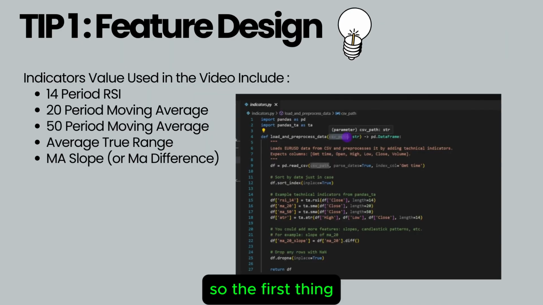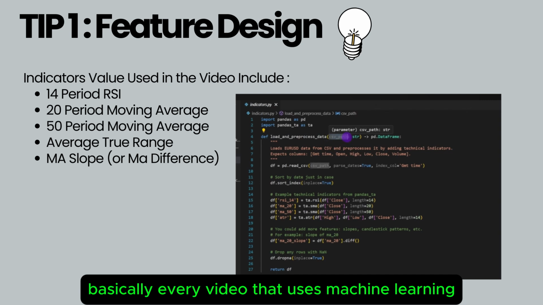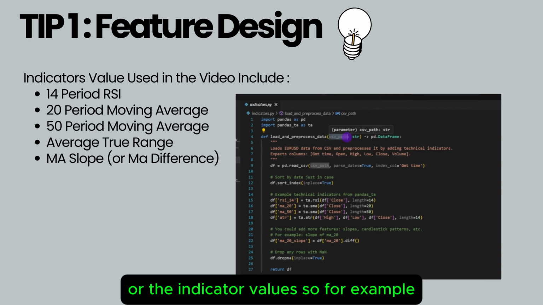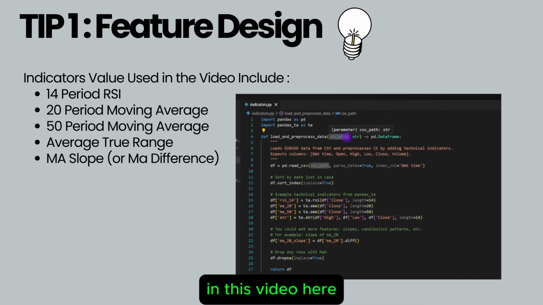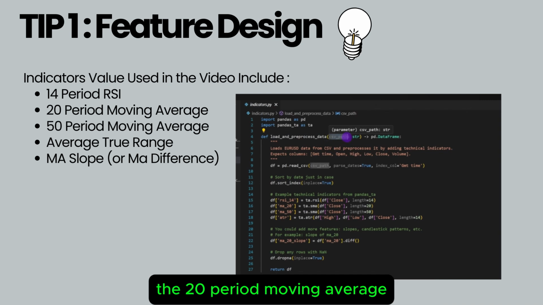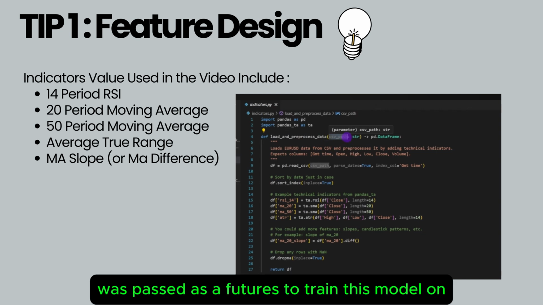So the first thing we're going to be looking at is the feature design. I've seen this a lot in machine learning videos, reinforcement learning videos, basically every video that uses machine learning. It's either the OHLCV data is passed as the features to the model, or the indicator values. For example, in this video, the indicator values like the 14-period RSI, the 20-period moving average, the 50-period moving average, the ATR, and the MA20 slope were passed as features to train this model on.